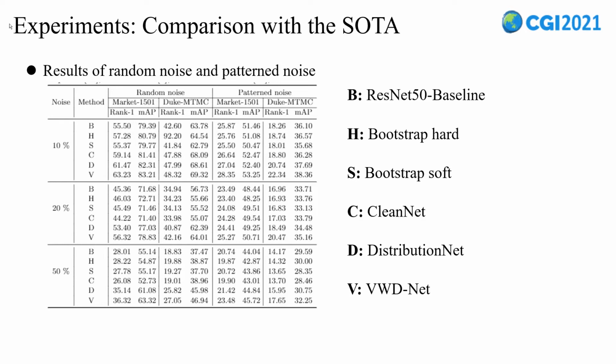2. Pattern noise has a greater impact on the performance of the model compared to random noise, which also indicates that pedestrians wearing similar clothes are more difficult to recognize. 3. 50% noise has the greatest impact on the performance of the model. But of course this is a particularly extreme simulation setting. In reality, it should be about 10% to 20%. 4. VWD-net has a performance improvement compared to distribution-net, which indicates a significant correction result for our rectifying label learning.